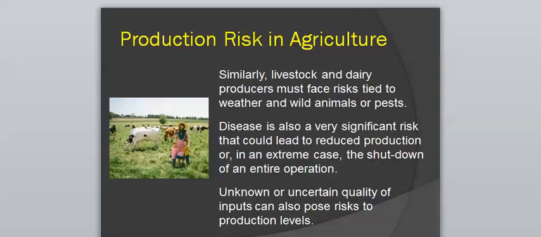Unknown or uncertain quality of inputs can pose risks to production levels. When we're buying feed, whether we're buying hay or distiller's grain or bean meal, hopefully we're buying the product that we think we're buying. But inputs can be a real risk in livestock production.